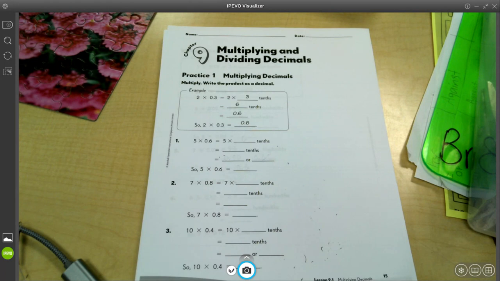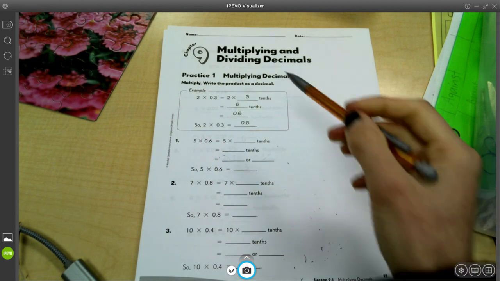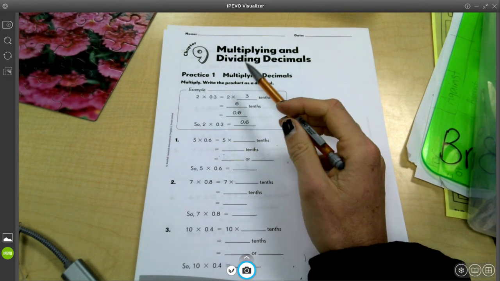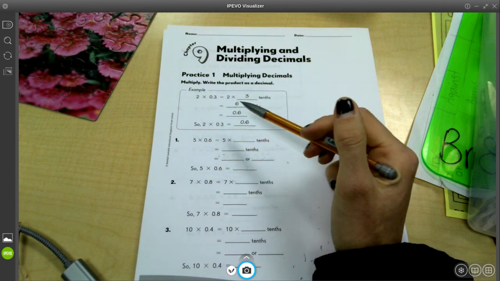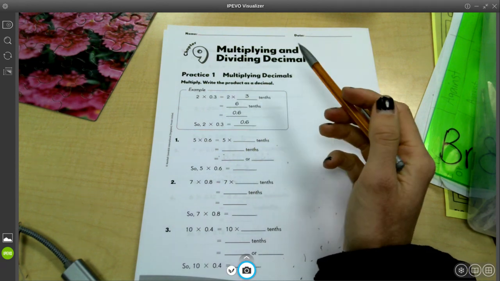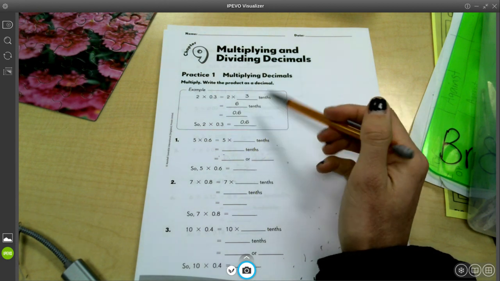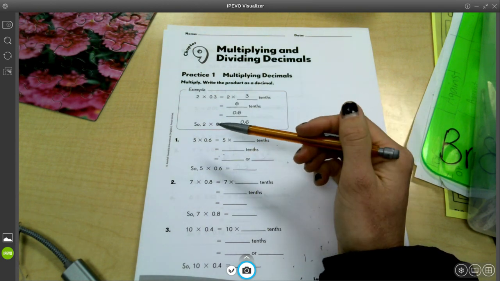Now, remember, it is important when you're multiplying decimals to use your estimation skills to think about whether your answer makes sense. So, for example, in this example, I'm doing 2 times 3/10. Now, 2 times 3/10 is still going to be less than 1, right? 3/10 plus 3/10 is only 6/10. That's my answer, right?